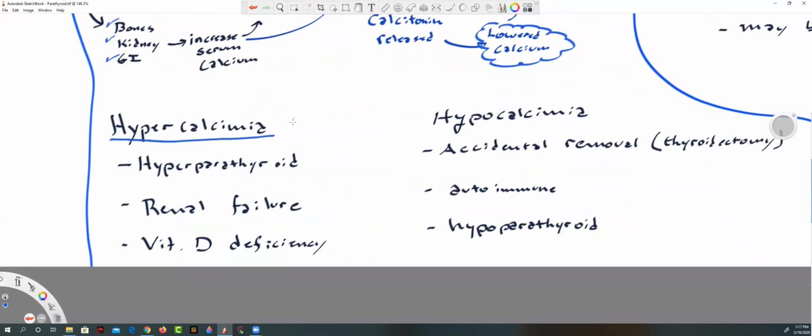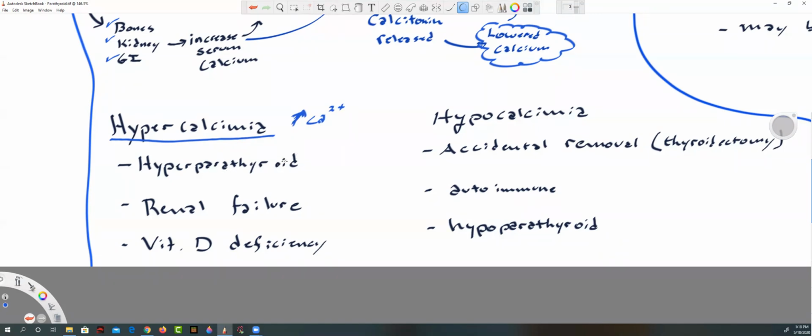So hypercalcemia, too much calcium in the blood. That could be simply from hyperparathyroid. The thyroid simply, for whatever reason, so that's a primary issue, primary hypercalcemia. Primary because it starts from the parathyroid.